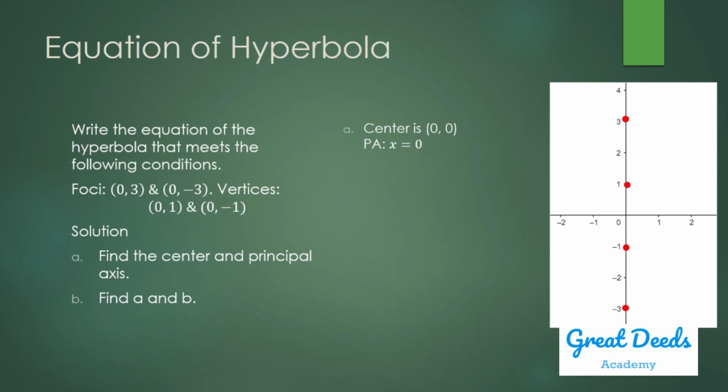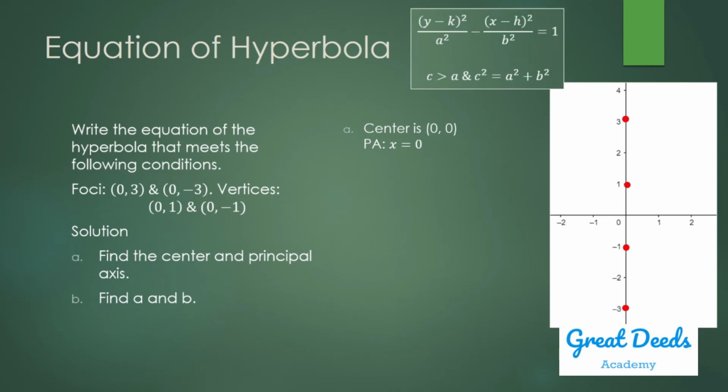So since our principal axis is vertical, we can now focus our attention to this equation. It's the x that must appear after subtraction. So we already know the center. The center is 0, 0. Next, we look for a squared and b squared. What is a squared? Here, we just look at the distance of your vertex from the center. 1 is the distance. So a squared is equal to 1.